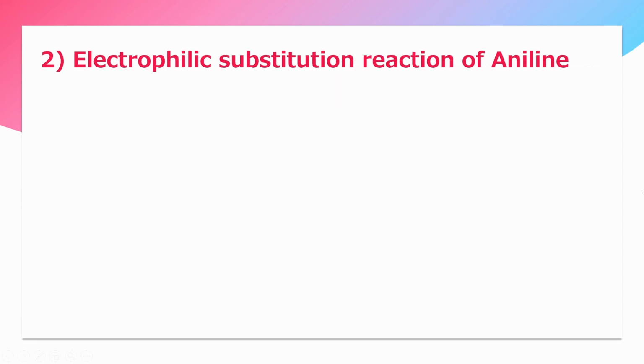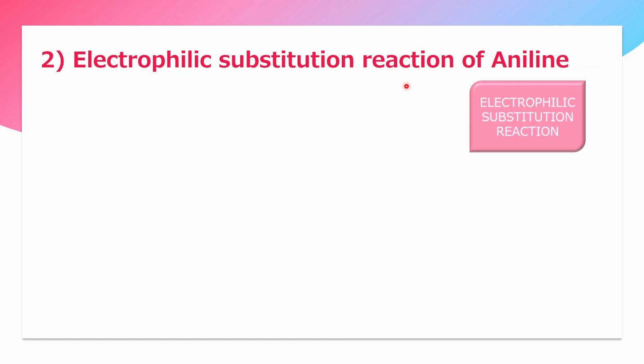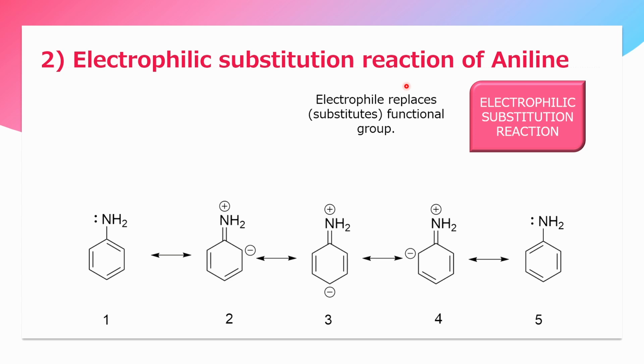Next set of reactions shown by amines is the electrophilic substitution reaction, and this is specifically shown by the arylamine called aniline. So in electrophilic substitution reaction, the electrophile replaces the functional group from an entity. So let's see how it's done.